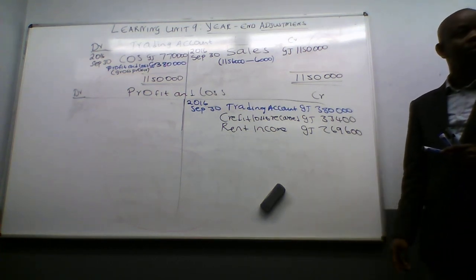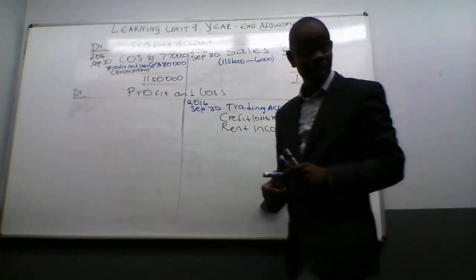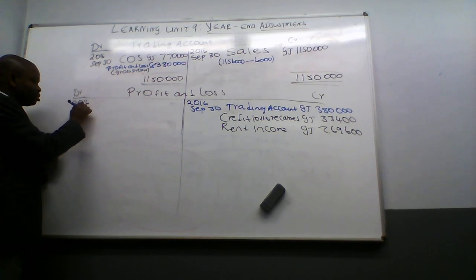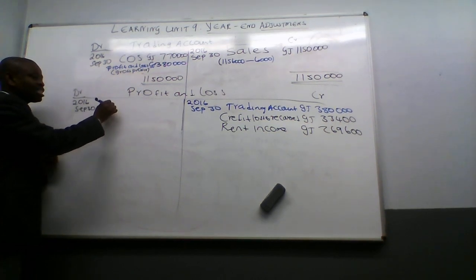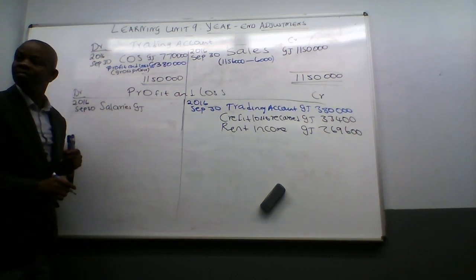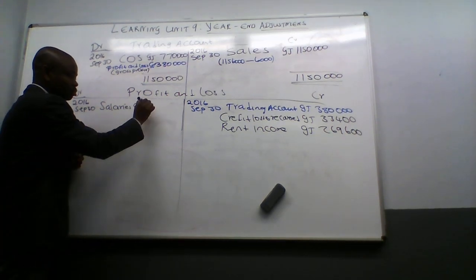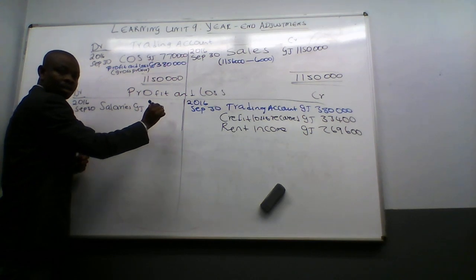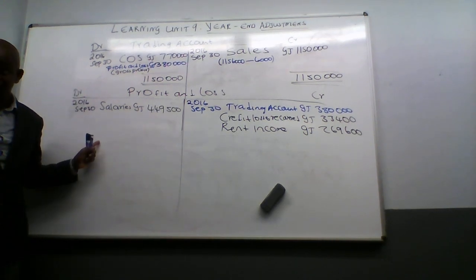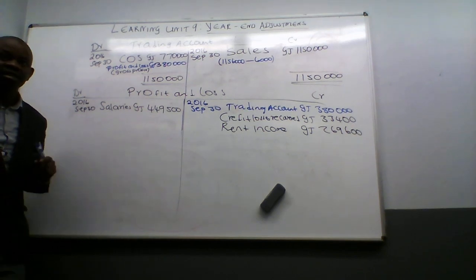Salaries and wages. Under which side? It's an expense. I'm just going to write salaries because of base. Please help me. How much? 439,500. It's an expense. That's why I came here. Tick, please. Next.